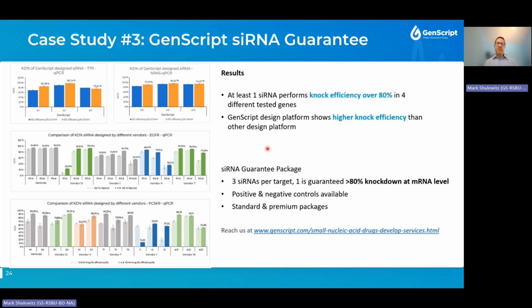This also illustrates the importance of needing to screen more than one siRNA. And so accordingly, we now have an siRNA guaranteed package, so we can design and synthesize 3 siRNA targets against human, mouse, and rat genes, and we guarantee that at least one will have greater than 80% knockdown at the messenger RNA level. We also offer positive and negative controls, and we have both a standard and premium package. Standard package is just the siRNAs. Premium includes the positive and negative controls.